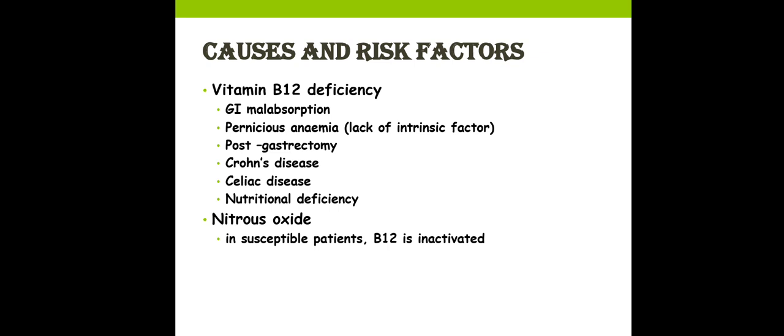Causes and risk factors: vitamin B12 deficiency is the main cause, which occurs due to GI malabsorption, right? Vitamin B12 cannot be absorbed from the GI tract. Pernicious anemia and post gastrectomy will also affect vitamin B12 absorption. Crohn's disease, celiac disease, nutritional deficiency, then nitrous oxide: in susceptible patients, B12 is inactivated. So nitrous oxide will inactivate your vitamin B12.